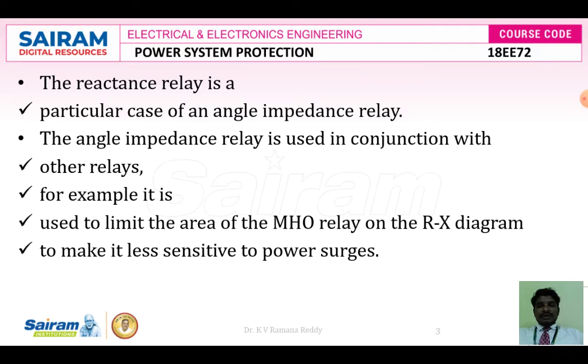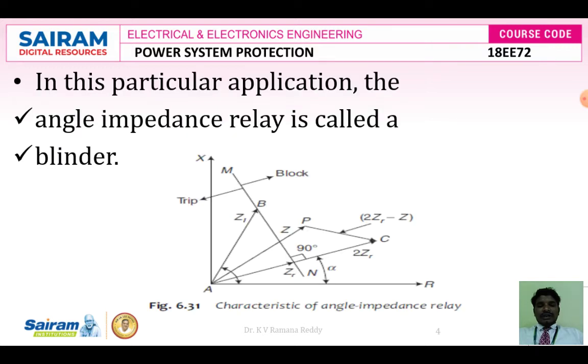The angle impedance relay is used in conjunction with other relays. For example, it is used to limit the area of the Mho relay on the RX diagram and to make it less sensitive to power surges. A particular application of the angle impedance relay is called a blinder.